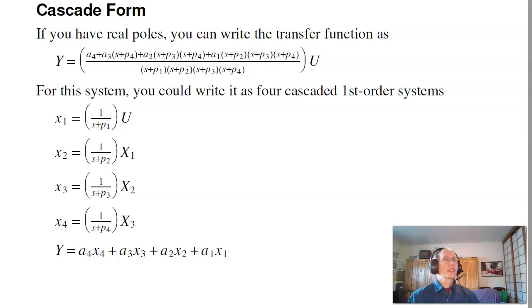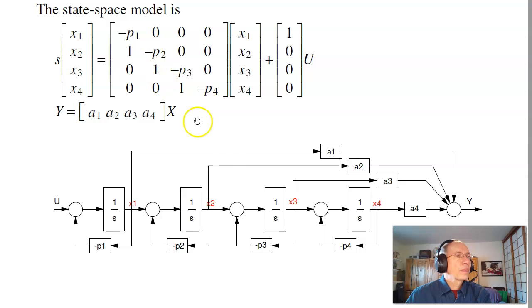Third form, Cascade Form. In Cascade Form, if you have real poles, I can factor the system, factor the denominator polynomial as follows. What that means is I can create 4 cascaded systems. I've got my input, which produces x1. x1 then goes through a first order low pass filter, gives you x2, x2 gives you x3, x3 gives you x4. The output then is some linear combination of these 4 states.